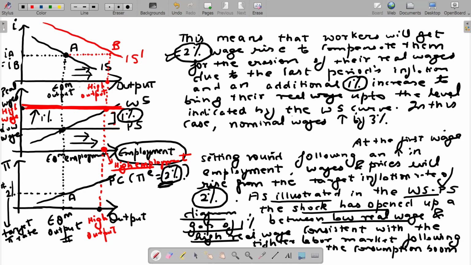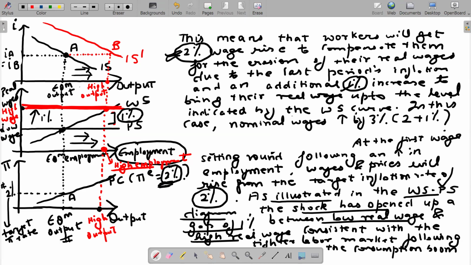Why do they rise by 3%? Because expected inflation is 2% and you need a 1% more increase just because of the consumption boom which happened. That means compared to the last year, this year inflation was expected to be 2%, so I will expect my wages to go up by 2%. But because a consumption boom also happened this year, I will demand 1% more. That means 2 plus 1, 3%. In the bracket, I can write 2% because of expected inflation and 1% because of the consumption boom, which makes nominal wages go up by 3%.